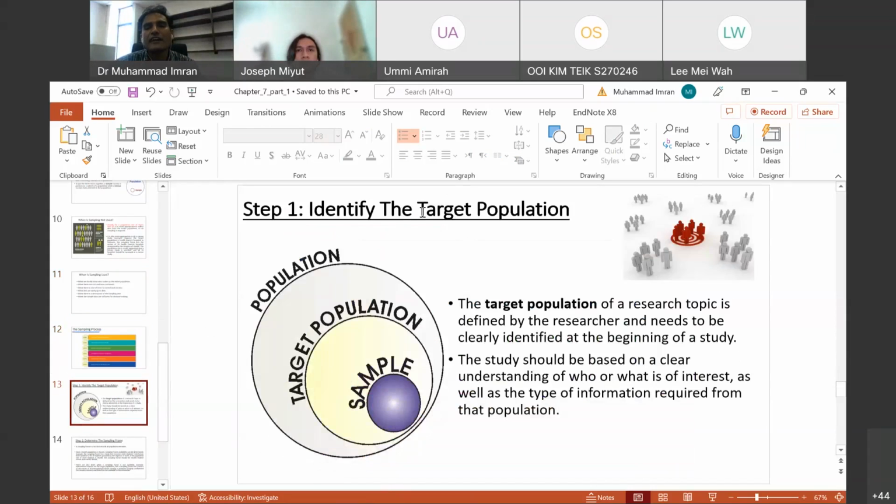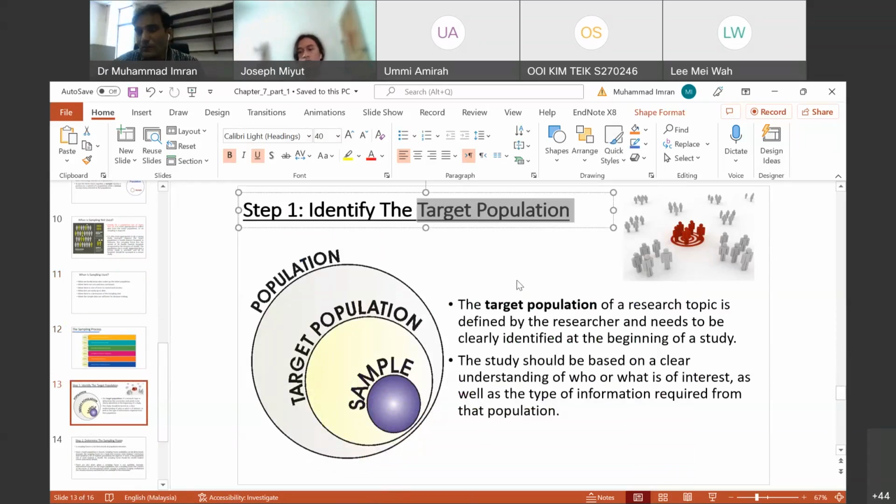First step is to identify the target population. The target population is, okay, who will respond to you? In the case of UPSI, we are going to measure the employees, and there are two types of employees. One belongs to the administration, one belongs to the academic. Academic means the teachers, lecturers, doctors, professors, all belong to the academic. The other is the administration, like our office staff; even the registrar office and vice chancellor office belong to the administration staff.